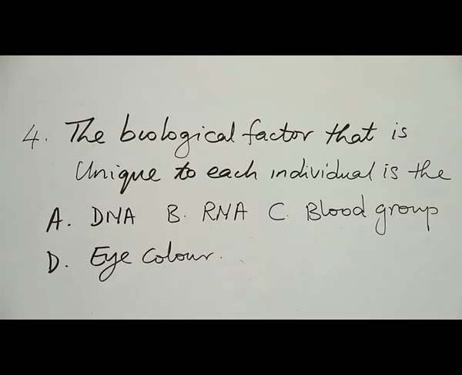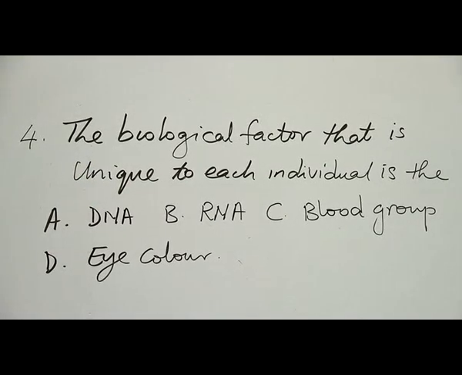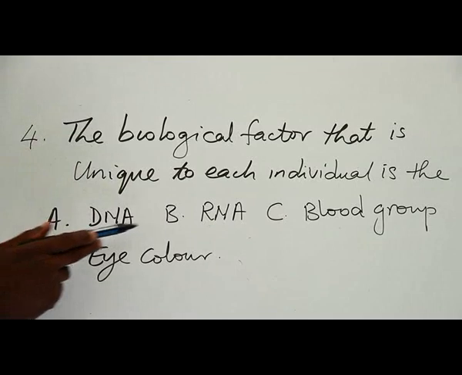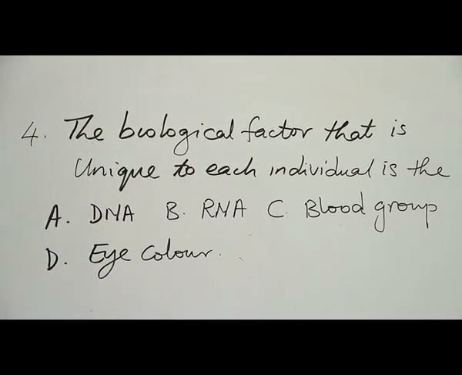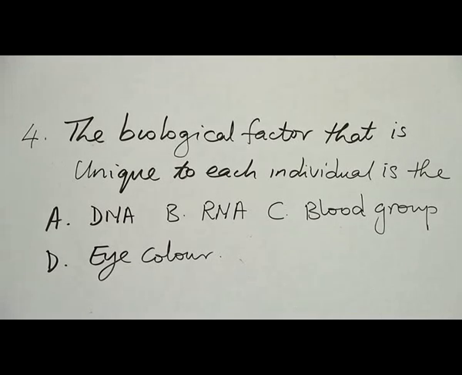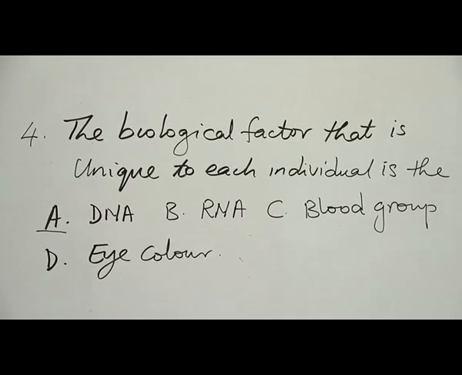Number 4. The biological factor that is unique to each individual is A, DNA, B, RNA, C, blood group, and D, eye color. Obviously, for a student of genetics, the answer is A, DNA. DNA is the hereditary structure, it's the one that contains the genes.